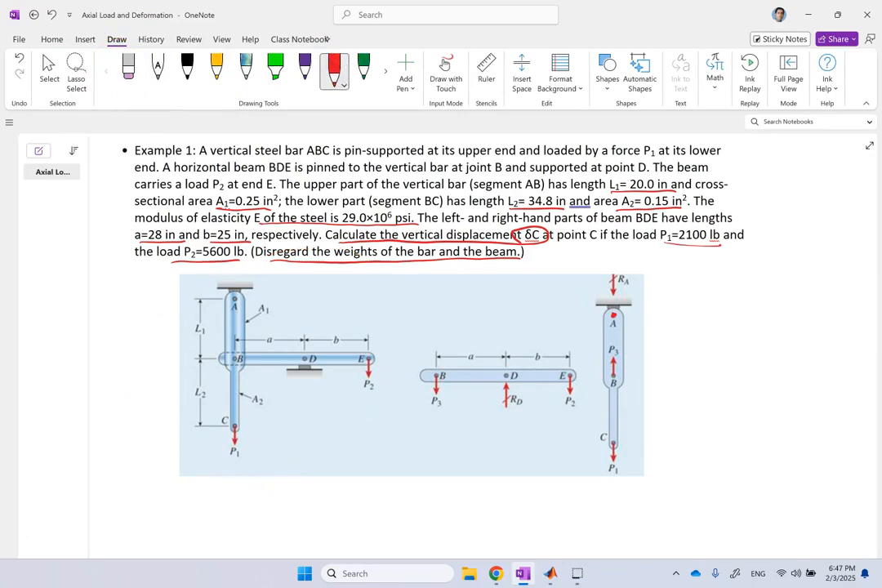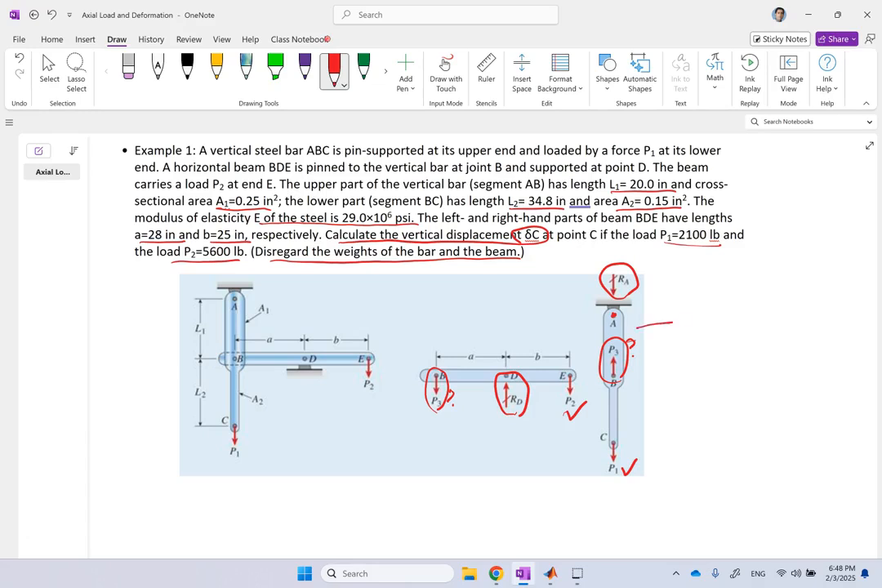Good. Now, what are the unknowns here? The unknown is the reaction at D and the reaction at A. These two are unknown. P1 and P2 are given, and P3 is also unknown, right? That's a pin reaction. We don't know how much it is. Okay, we only have P1 and P2. Now, can we find them? Well, let's take a look.